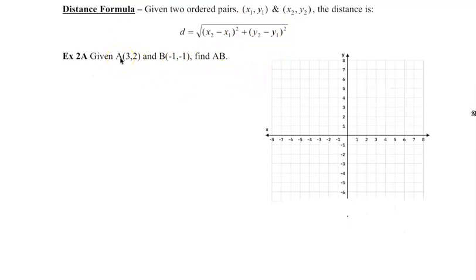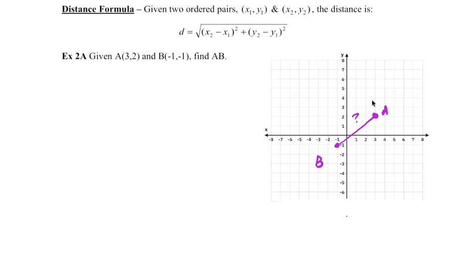If A is (3, 2), so right there, and B is (-1, -1), right there, let's find AB. How far apart is this one? So we could go from here and use our points and plug into the formula. But I'm going to show you another way first.